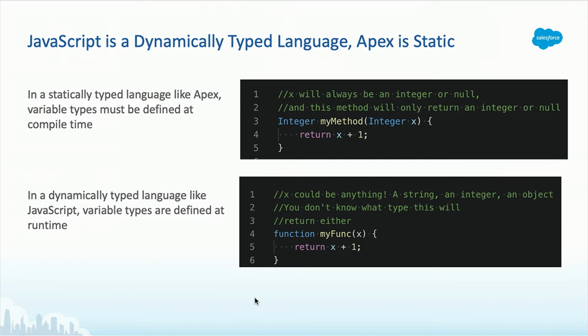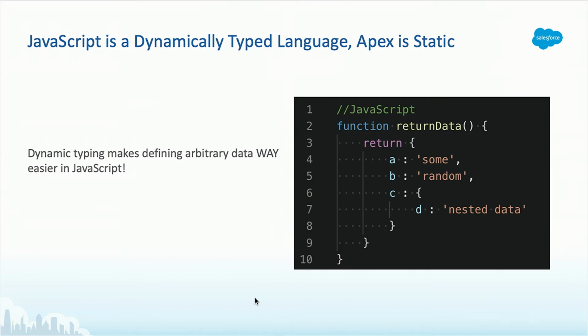Now, in a dynamically typed language like JavaScript, variable types are defined at runtime. So in this function below, the parameter x can be anything. x can be a string, an integer, an object. You don't necessarily know what it'll return just by looking at the function itself. And while you're giving up some of that safety you get from compile time protection, you also get a little flexibility as a result.